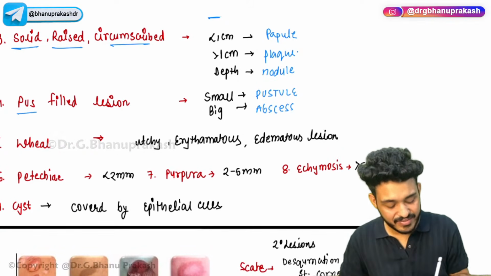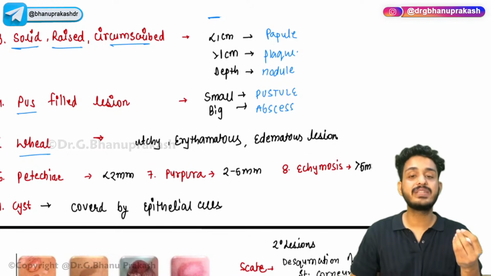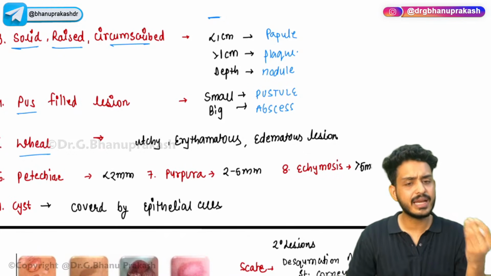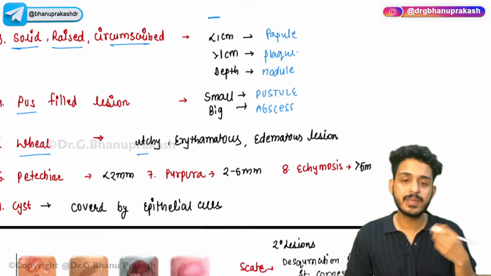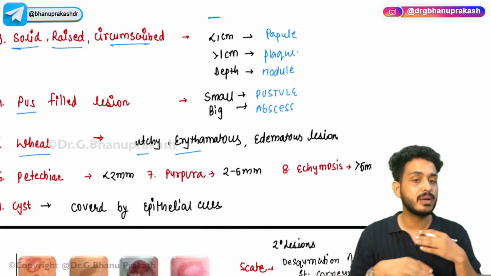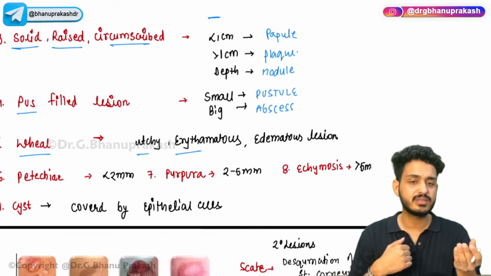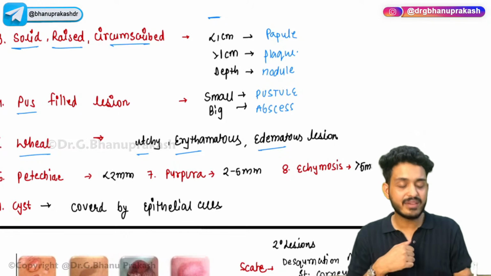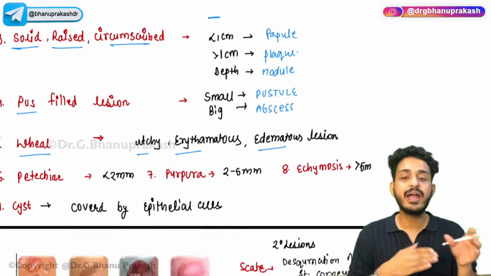Then we are having wheals. What are wheals, sir? Wheals are basically itchy, erythematous and edematous lesions. There will be some kind of itching. Apart from that, they will be having some kind of erythema. Erythema means there will be a red thing that you will be looking at. And there will be some kind of edema.